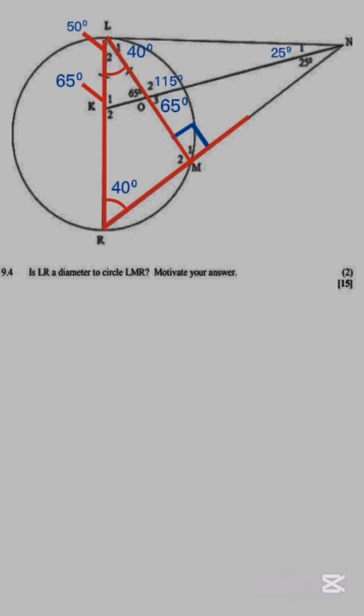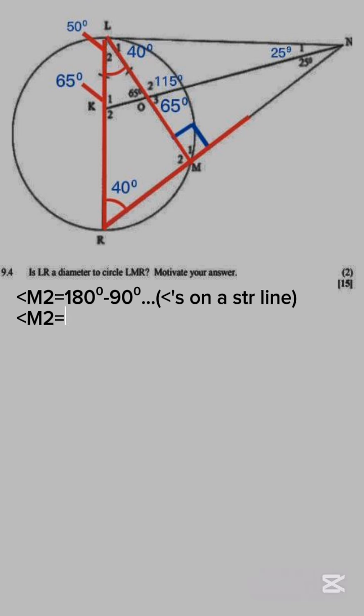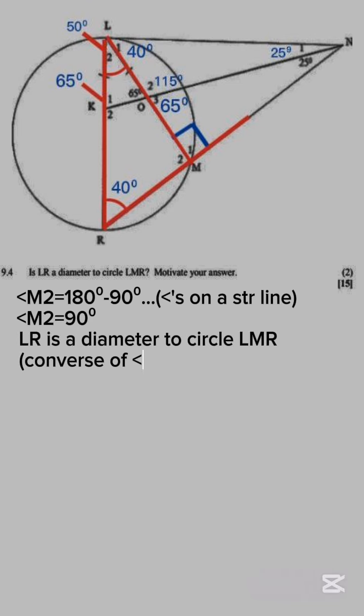Let's calculate angle M2. Angle M2 is equal to 180 degrees minus 90 degrees, as in angles on a straight line. Angle M2 is equal to 90 degrees. Since angle M2 is equal to 90 degrees, LR is a diameter to the circle LMR, as in converse of angle on a semicircle.